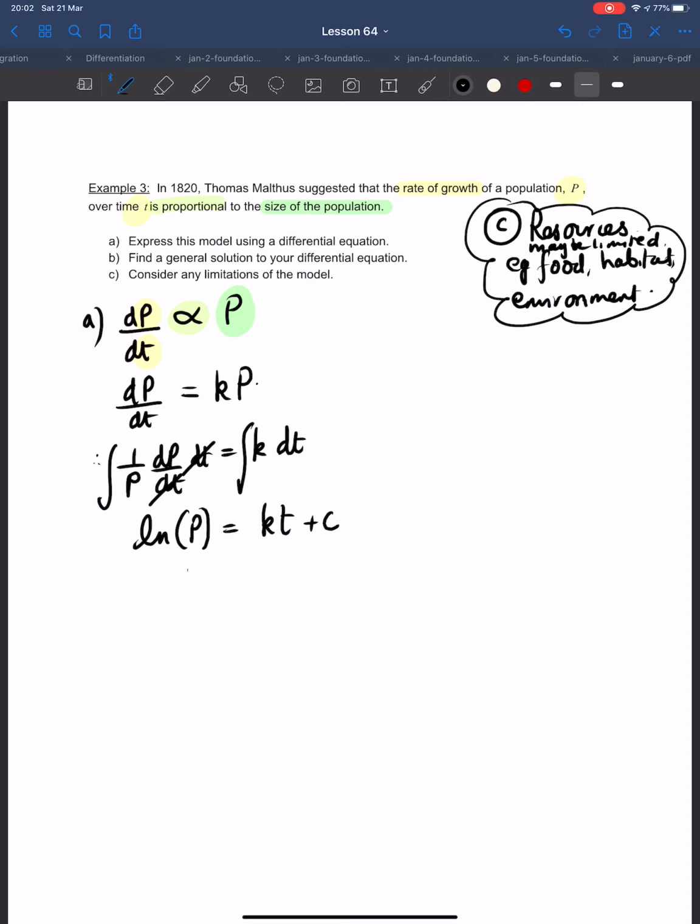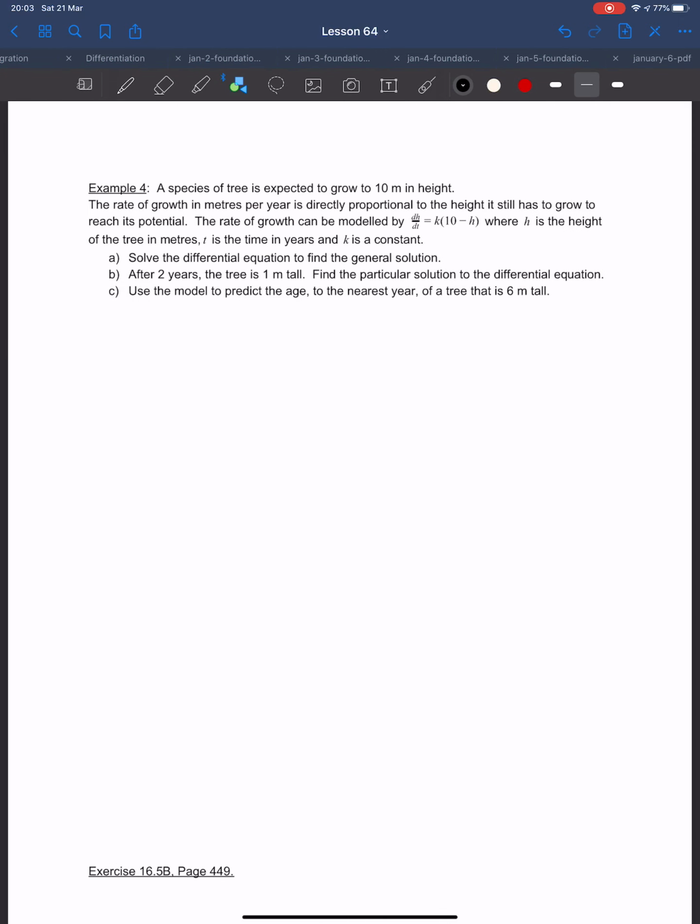Ln on the left, e on the right, and then the plus c part, we can say p is a e to the kt. Okay, so this part here, that's where part A finishes, and this is where we start with part B. That's the answer for part B. Yeah, there we go. And then part C, limitations, is always that things aren't going to grow forever.